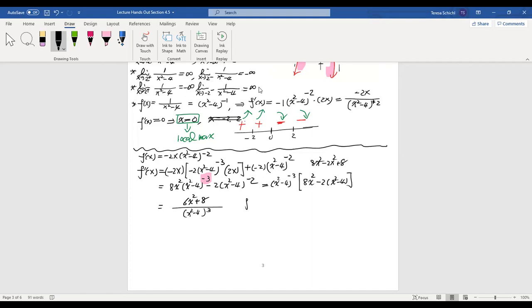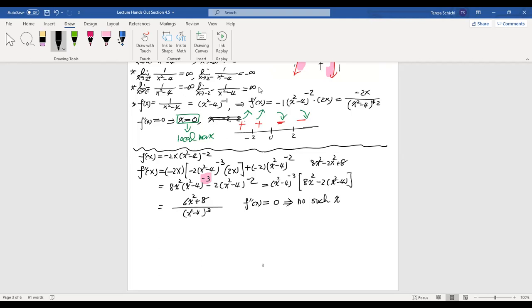So let's see, do I have any inflection points here? F double prime x equal to 0 gives the inflection points. Then we say no such x's here, right? So I don't have inflections here.